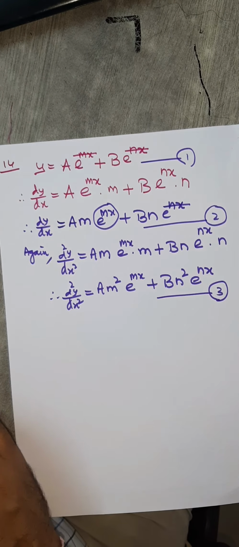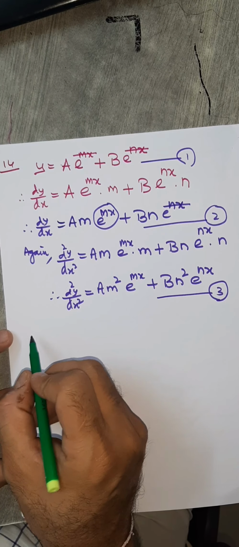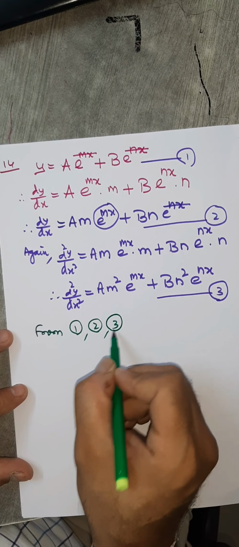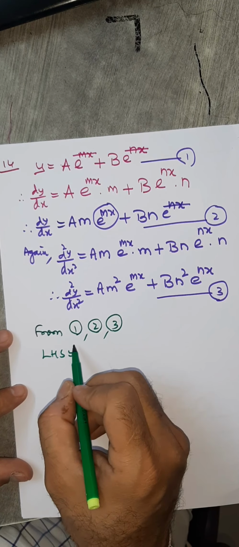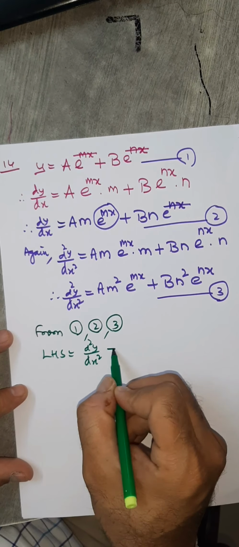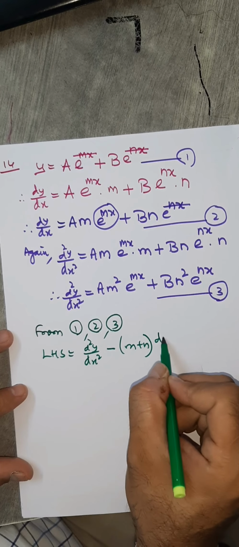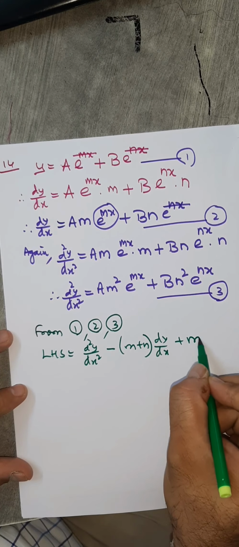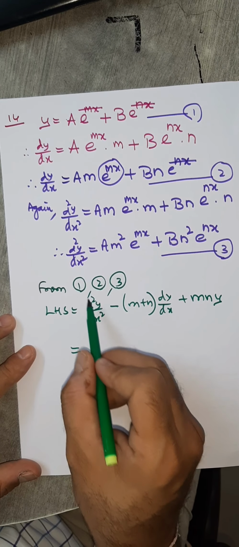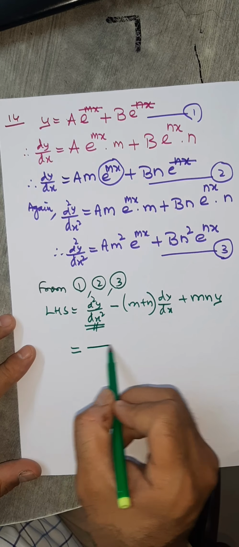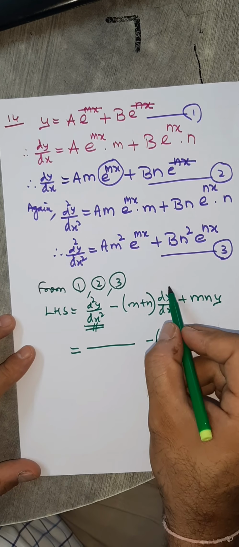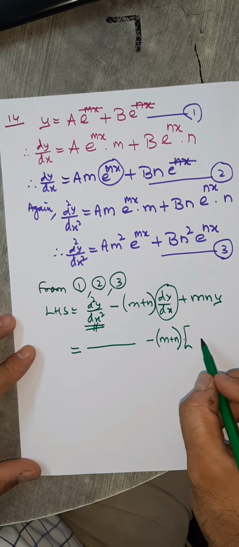And we put these values in the LHS here. So from 1, 2 and 3, we have LHS here, that is d square y by dx square minus (m plus n) into dy by dx plus mn y. This I'll not do. What you have to do is, from 1, 2 and 3, put the value of dy by dx, keeping m plus n as it is, from 2 here.